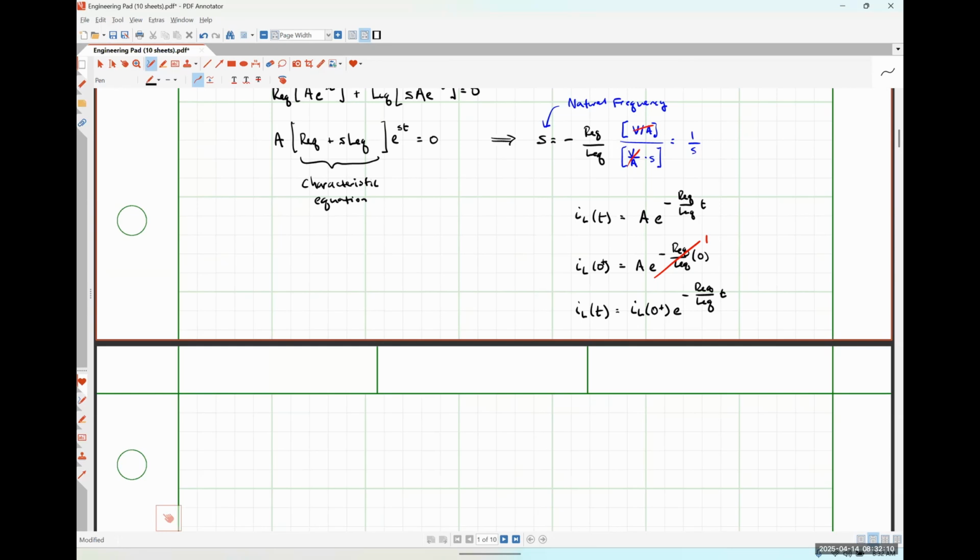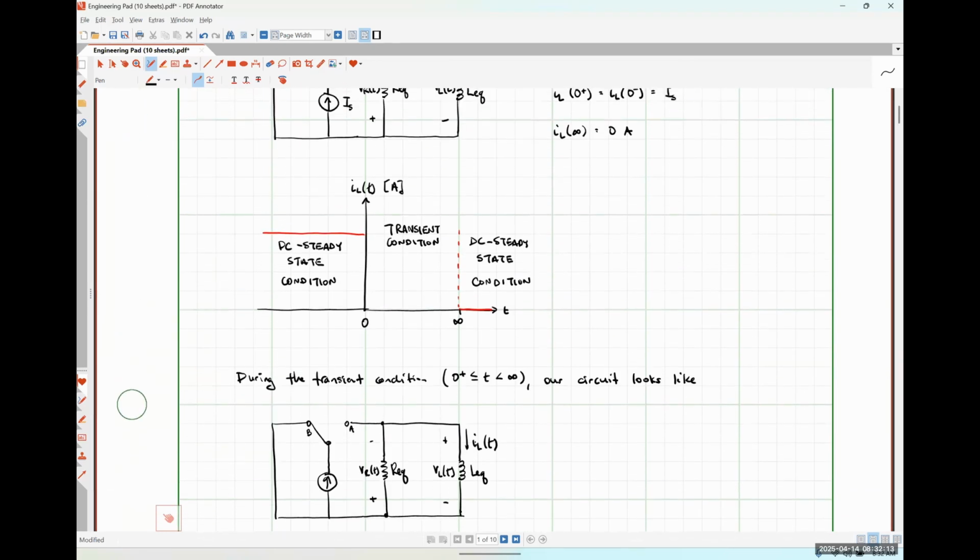So if I scroll back up here to my graph, I can literally now just plug in what's going on. So what we're expecting to see is that our inductor current is going to just exponentially decay during our transient. And that rate of exponential decay is dependent on the equivalent resistance and the equivalent inductance of the circuit, okay? Which should make sense, I hope. The values of the components should play a role in how the circuit behaves, okay?